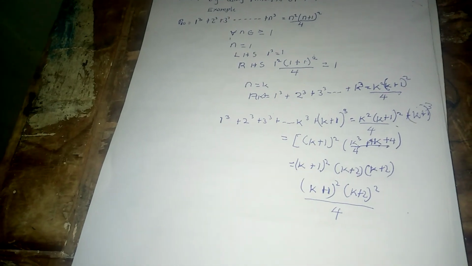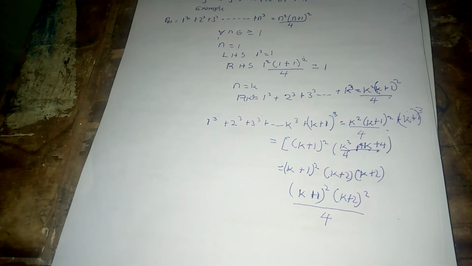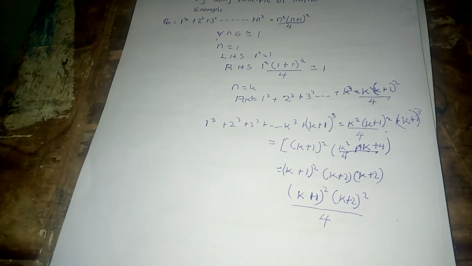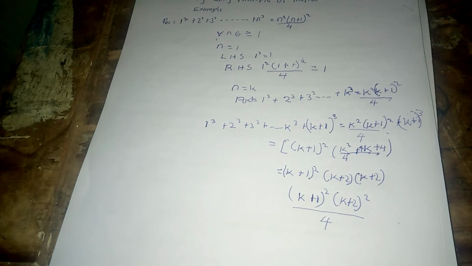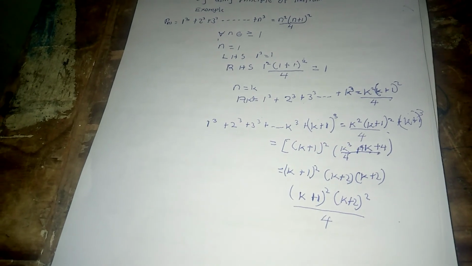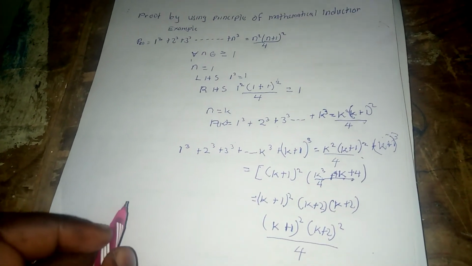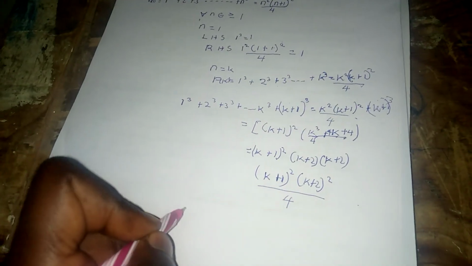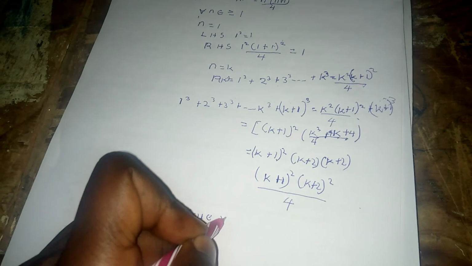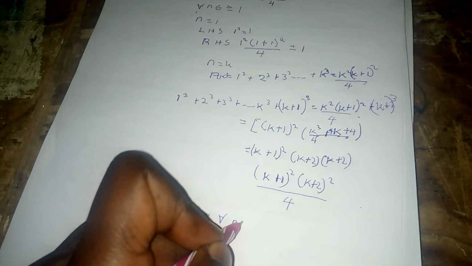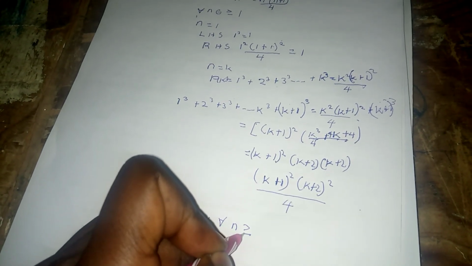This is a case for n equal to k plus 1. The proposition is therefore true for n is equal to 1 and is true for n is equal to k plus 1 for k an element of integers. Therefore, it is true for all values of n greater than or equal to 1.